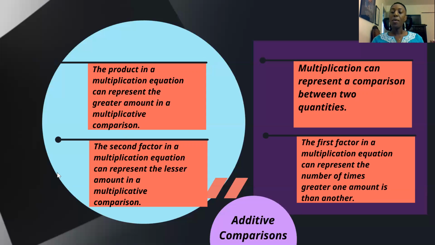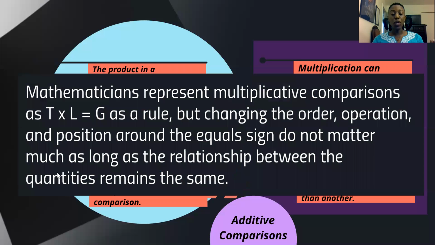But as we know, mathematicians are flexible. So as flexible mathematicians, we know that we can represent multiplicative comparison as T times L equals G as a rule or as a convention. But changing the order, operation, and position around the equal sign does not matter much as long as the relationship between the quantities remains the same.